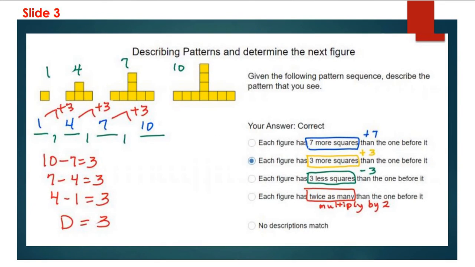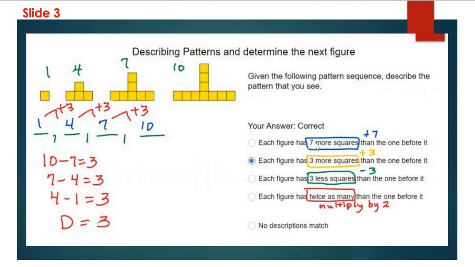So slide number 3, you see that you're describing patterns and determining the next figure. You're given the following sequence and describe the pattern that you see. There's 1 block here, 4 blocks here, 7 here, and 10 blocks here. If you were to write out the sequence and start at the back and go backwards, 10 minus 7, 7 minus 4, 4 minus 1, you see the common difference is 3, because 1 plus 3 is 4, 4 plus 3 is 7, 7 plus 3 is 10, 10 plus 3 more would be 13 if you had to come up with the next figure.